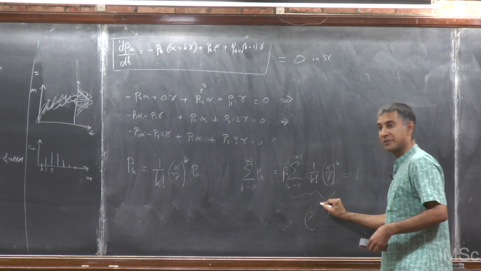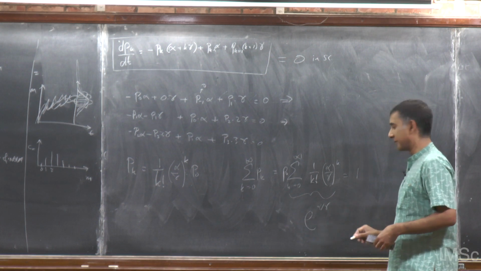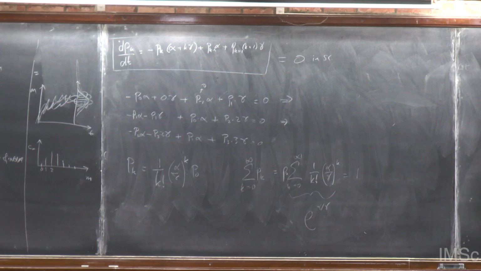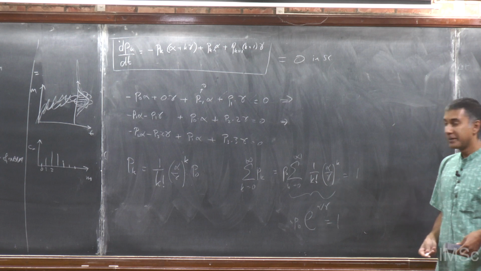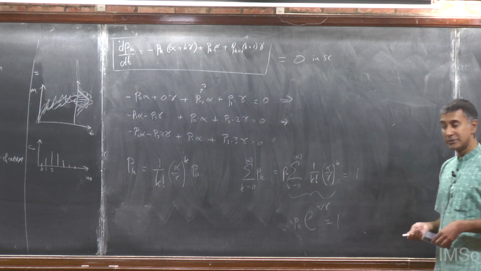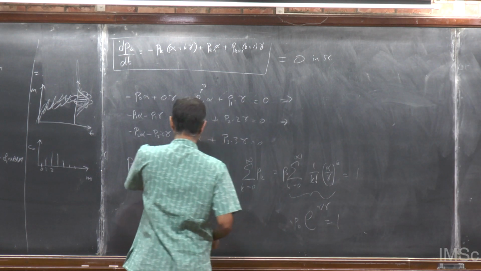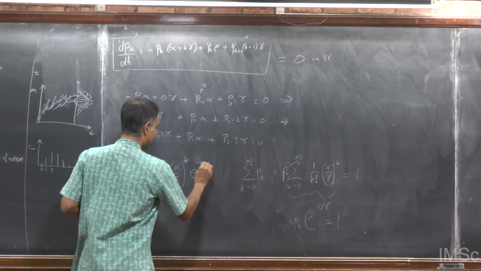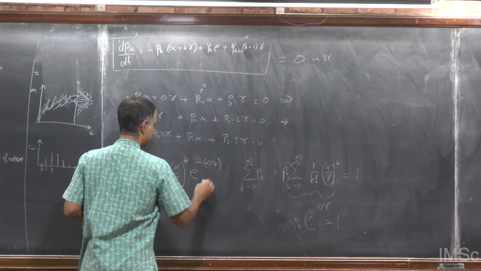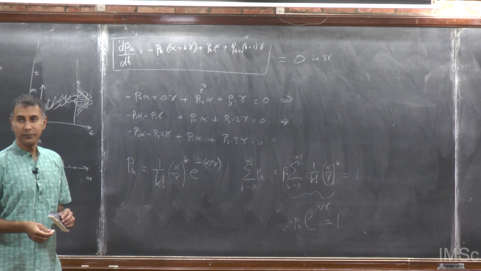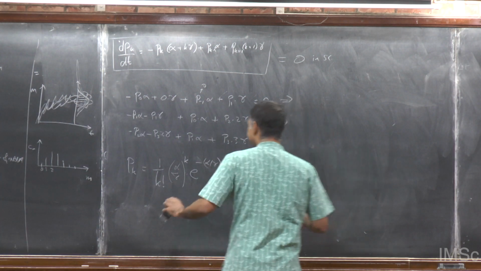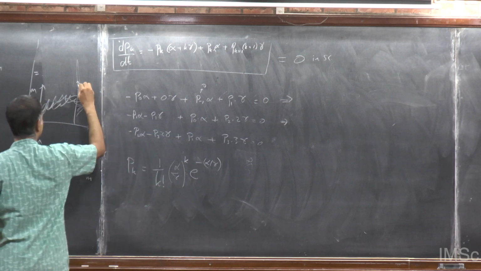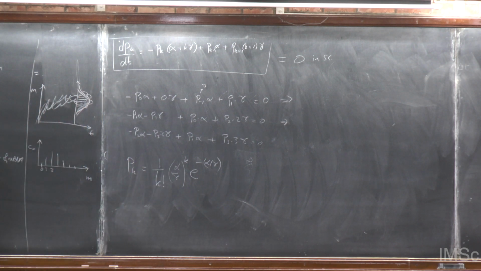E to the power alpha over gamma. Good. Okay. Times P0 is equal to 1. And therefore, P0 is equal to e to the minus alpha over gamma. Okay. And this is the full expression for that histogram.